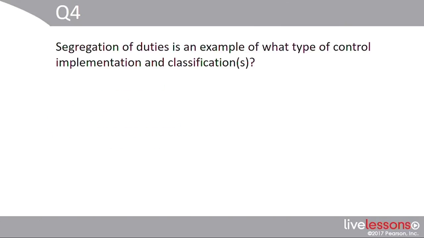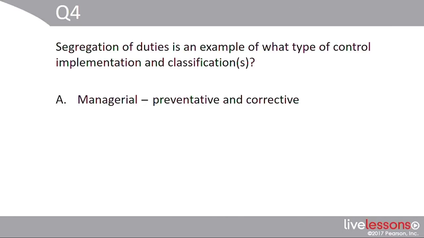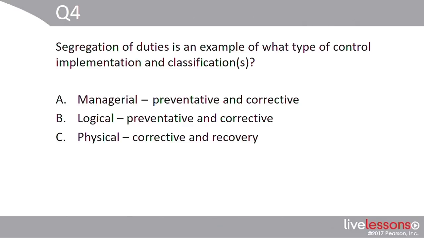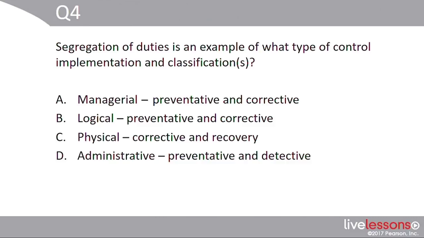And lastly, question 4. Segregation of duties is an example of what type of control implementation and classification. Again, both implementation and classification. So A, is segregation of duties a managerial control with preventive and corrective control classification? Is it a logical implementation with preventative and corrective classification? Is it a physical implementation with corrective and recovery classification? Or is it an administrative implementation with preventative and detective classification? So here we're asking you both to recognize control implementation and control classifications, specifically in this question for segregation of duties. So take a second.